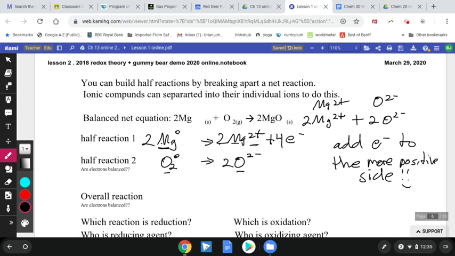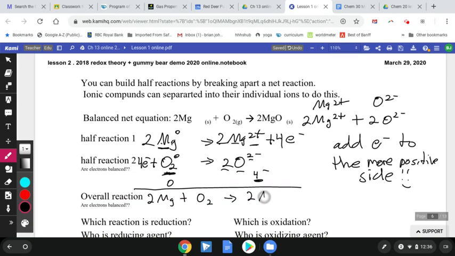Okay, second reaction, this side is 0. This side is 2 times 2 minus, which is 4 minus. So I've got 0 and 4 minus. 0 is more positive. How do I balance them out? I need 4 minuses to add up to this 4 minus. Okay, if I want to write my overall reaction, I'm going to add them together now. 2Mg react with O2 to produce 2Mg2+ and 2O2-.